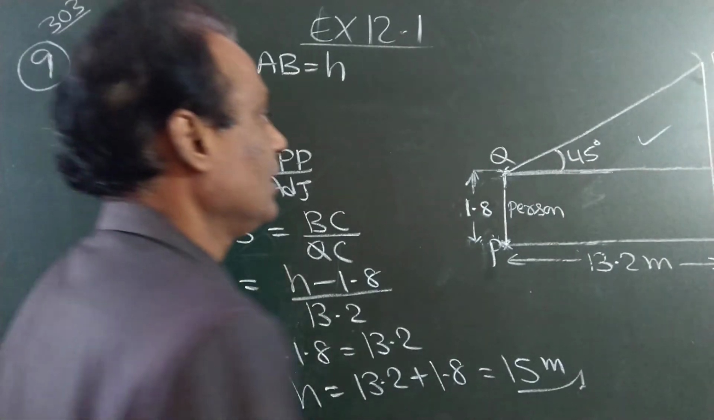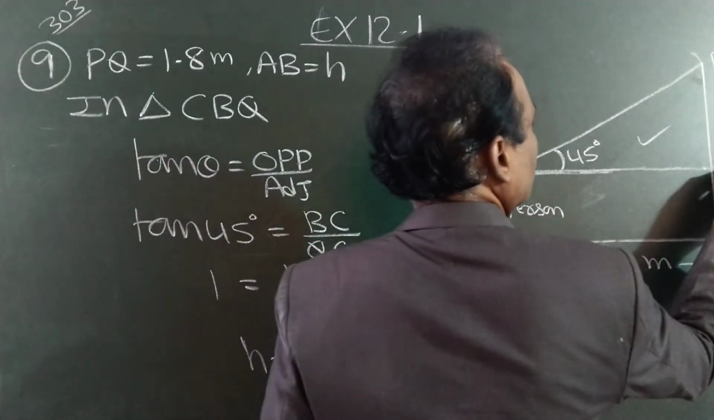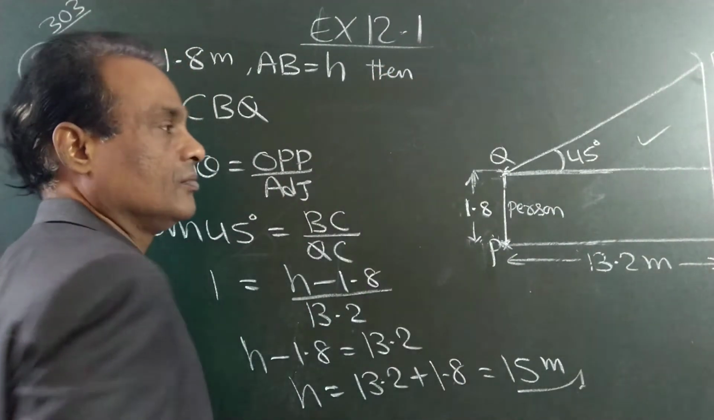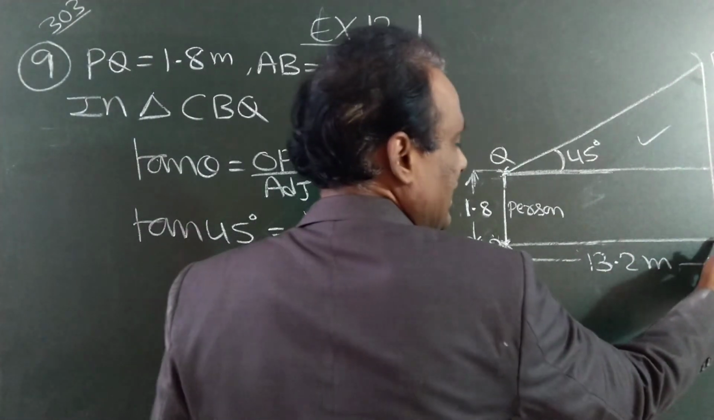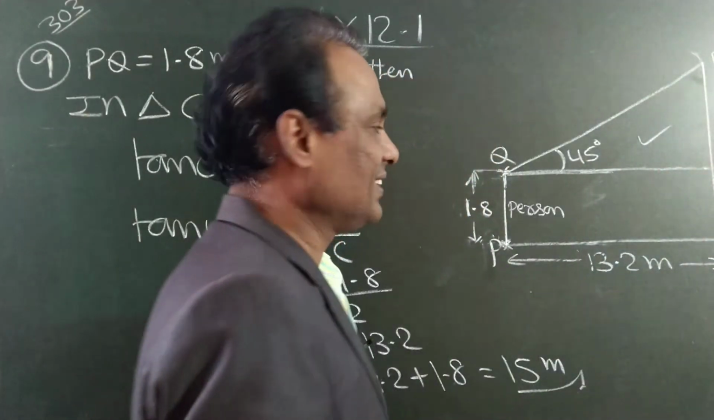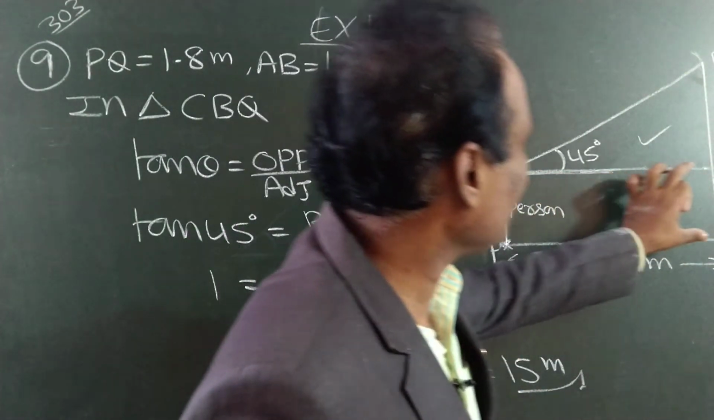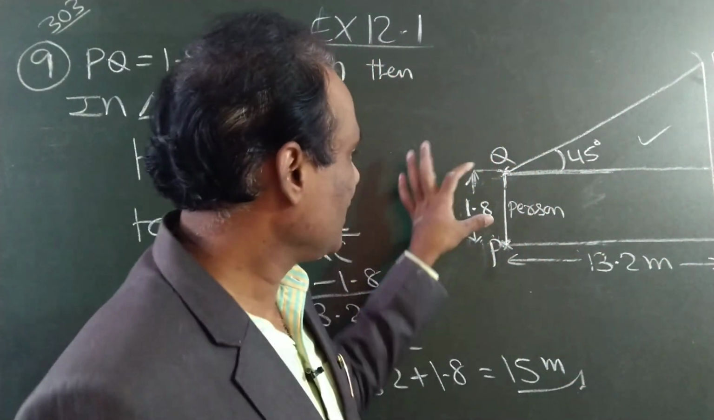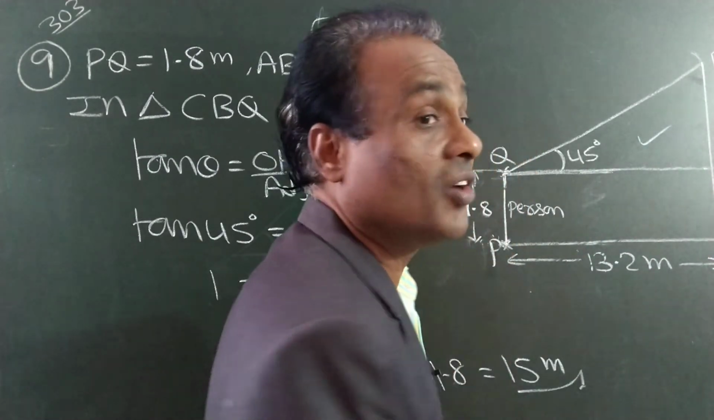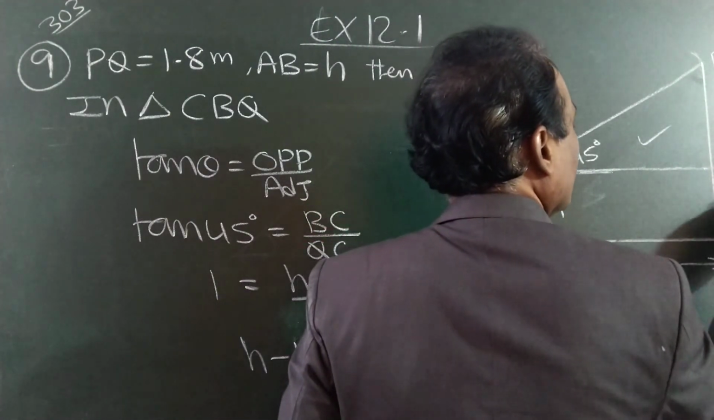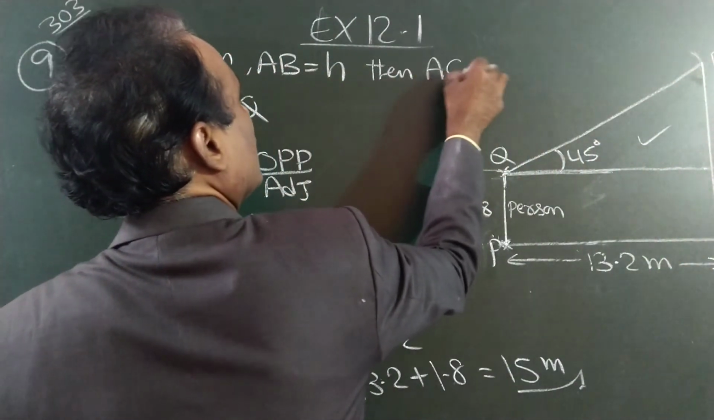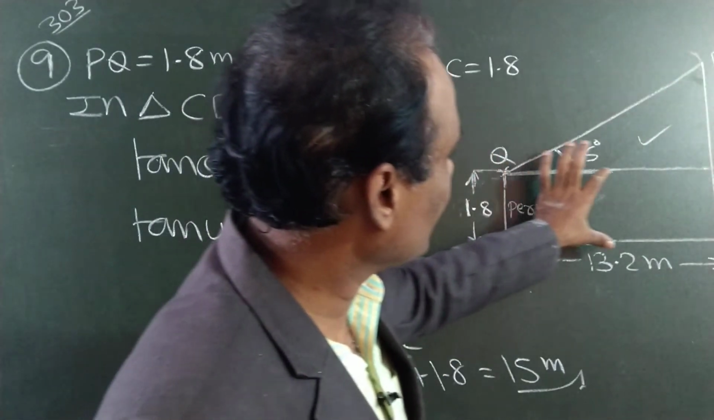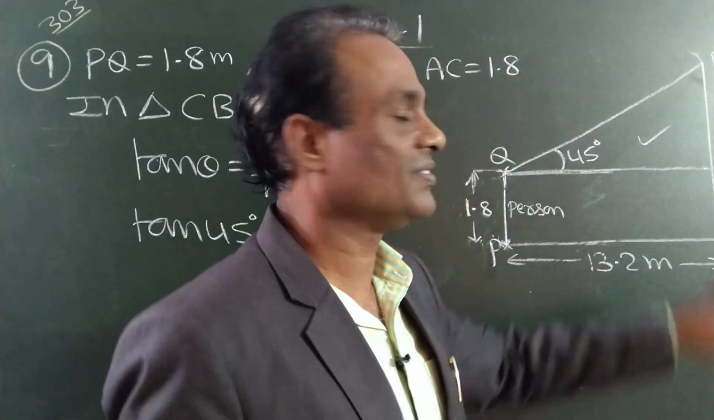Now, what will be AC? If this is 1.8, this is also 1.8 because it is exactly a rectangle. Opposite sides are equal. This will also be 1.8. Then AC is equal to 1.8, the same length, because opposite sides are equal.